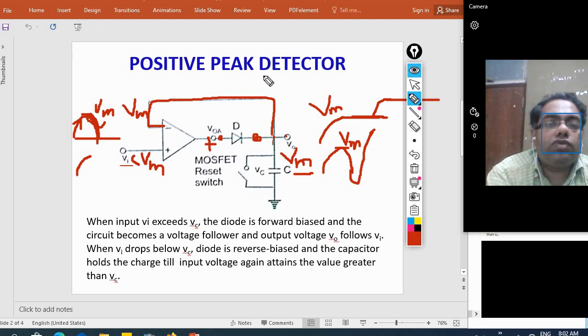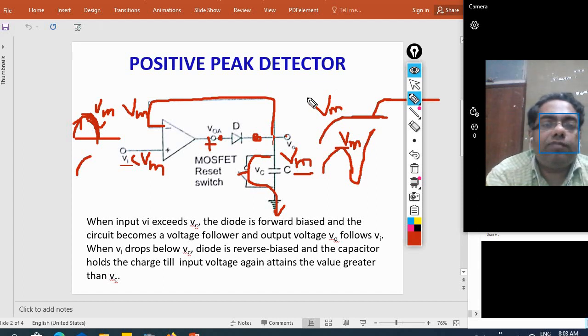And if I want to start over again by discharging the capacitor, I have to connect one MOSFET reset switch. If I close this switch, the capacitor will discharge to ground, and we can again detect a new peak value. This is the positive peak detector.